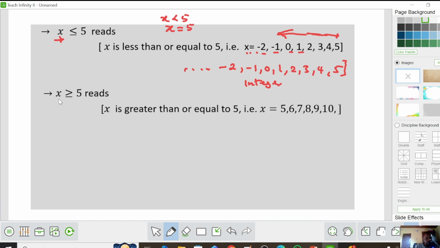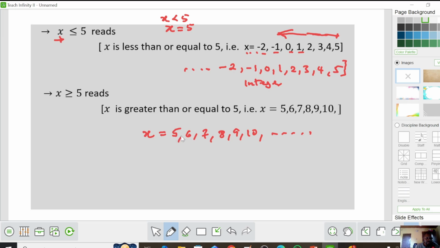Now, if you talk of x is greater than or equal to 5, that shows that x will actually start from 5, then 6, 7, 8, 9, 10, and so on. Those numbers will continue until the final. But the bottom line is that it must start from 5 whenever there's an equality sign. But if there's no equality sign, it will start from a number greater than 5, which is 6.